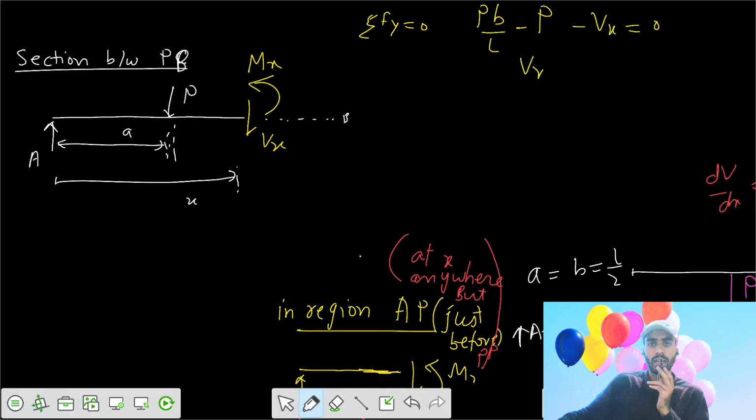So your shear force at x equals Pb minus PL by L. So your shear force becomes minus P times (L minus b) by L. What's the value of L minus b? L minus b is your value of a. So this value, shear force at x equals minus Pa by L. What is the value of shear force at, say, x equals 0?